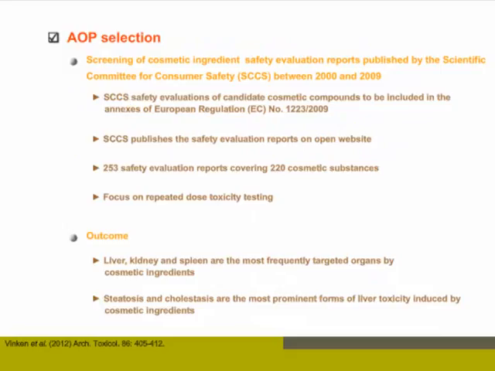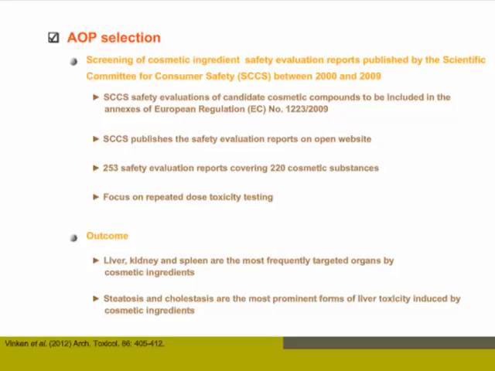So at the start of the SURAT program, because half of the money basically came from the cosmetics industry, we wanted to know which organs are potentially targeted by cosmetic ingredients. And the major resource that we consulted in this respect were the safety evaluation reports issued by the Scientific Committee for Consumer Safety, the SCCS, which is a committee that at the European level takes care of the safety evaluation of cosmetic ingredients that can eventually be taken up in the annexes of the cosmetics regulation.